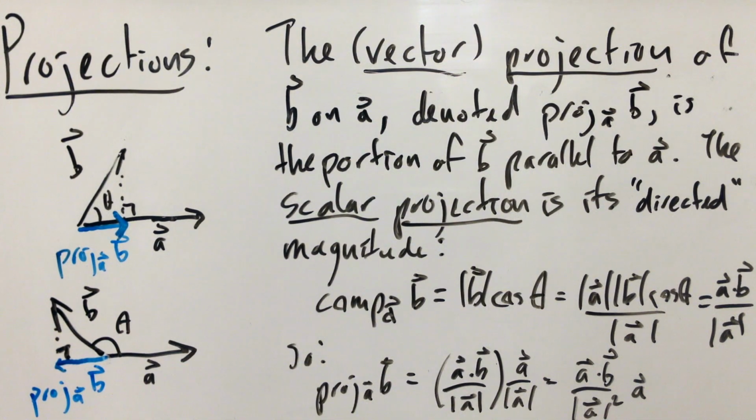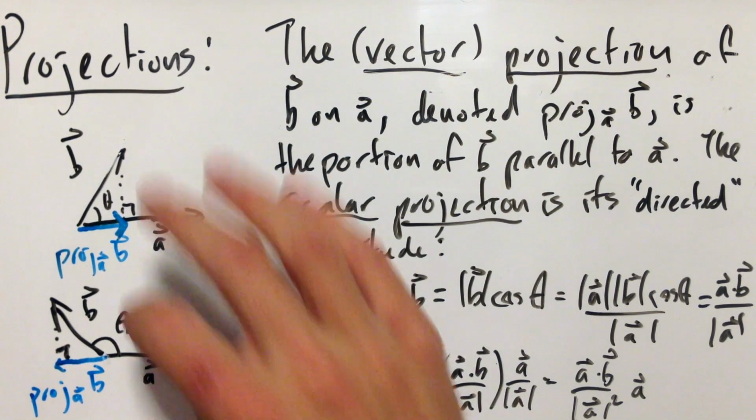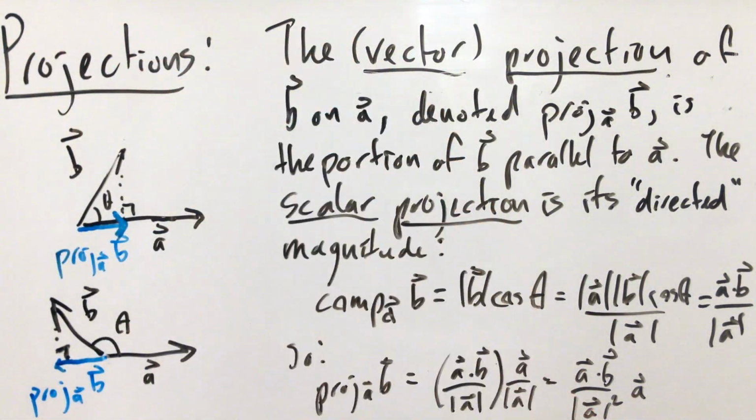We have one more topic to cover with dot products, and that is projections. So we've got two vectors, A and B, and I'm going to represent them as both having the same initial point. And the question we're asking here is how much of B is in the direction of A? And that is exactly what we mean by the projection.